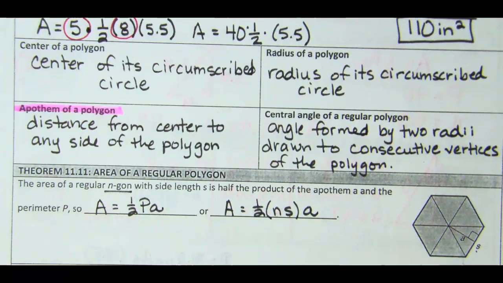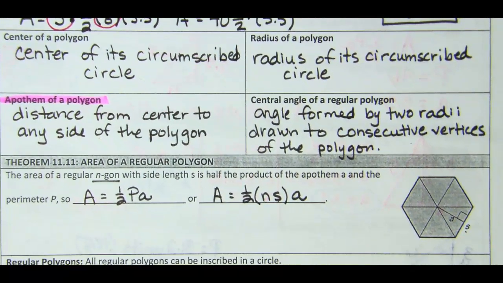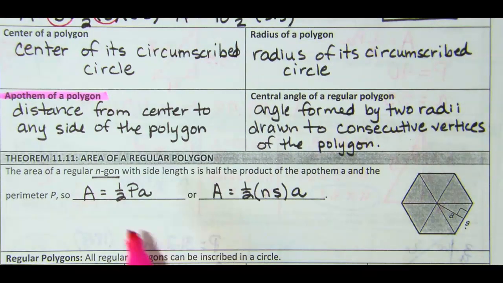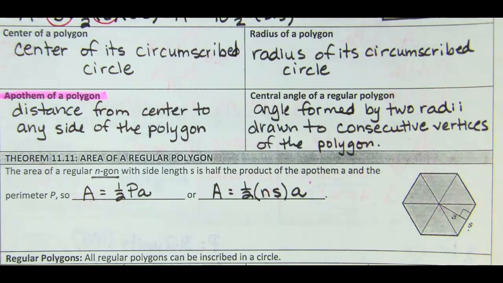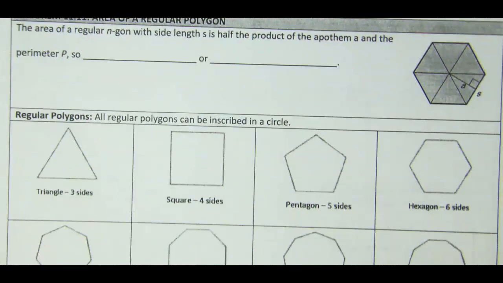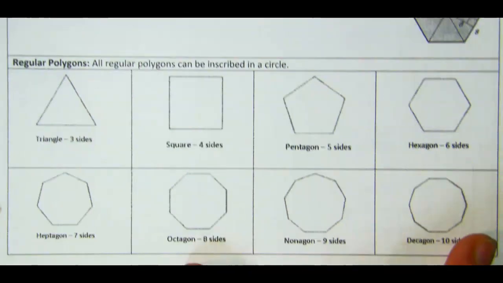So that leads us to Theorem 11.11, the area of a regular polygon. It says the area of an n-gon with side length s is half the product of the apothem times the perimeter. So area equals half PA. Sometimes it's written area equals half the number of sides multiplied together, A. It's easier just to remember the perimeter. So now we need to talk about all of the different cases that can happen with a regular polygon.